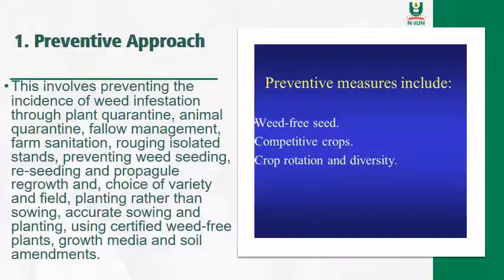And then you plant at the correct time, and you harvest at the correct time. These are preventive ways of weed management. Like if I see in this box here: weed-free seed, competitive crops, crop rotation, and diversity. These are ways that you can prevent weeds from destroying your crops.